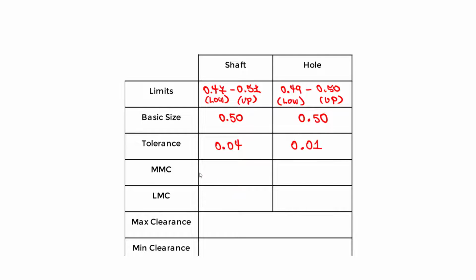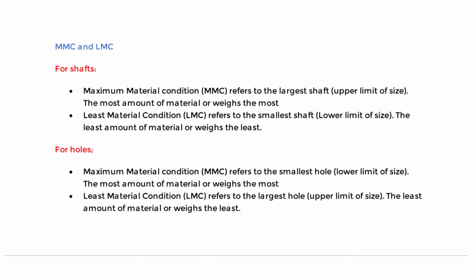Now the next one is the MMC and LMC. So if we define what we mean by MMC and LMC, we have different conditions for shafts and holes in this case. So for shafts, MMC, maximum material condition, is defined in the handbook, and it's where the part has the most amount of material or weighs the most.